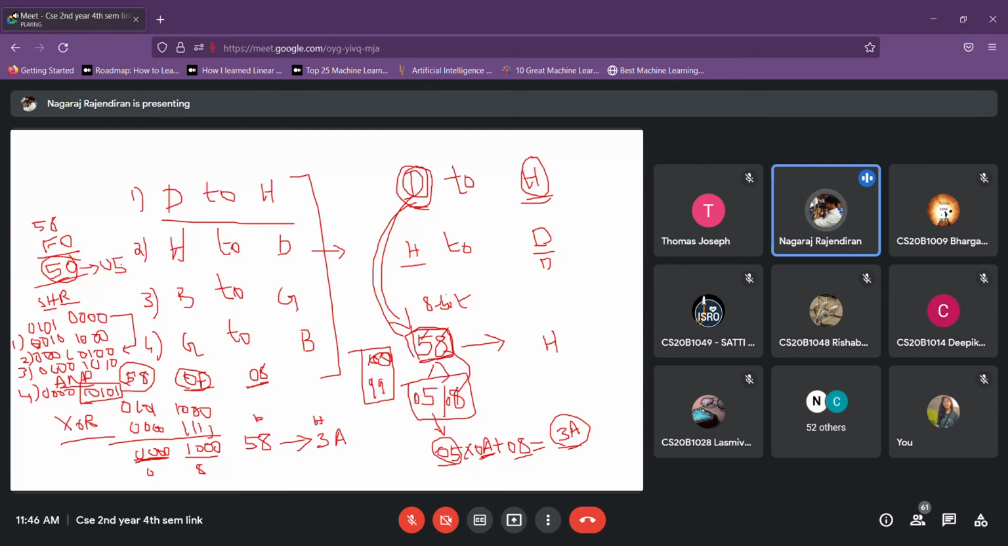Then we need to multiply 05 with 0A, and we are adding 08 to that result. You will end up with the hexadecimal value 3A. Okay, so this is my program explanation.